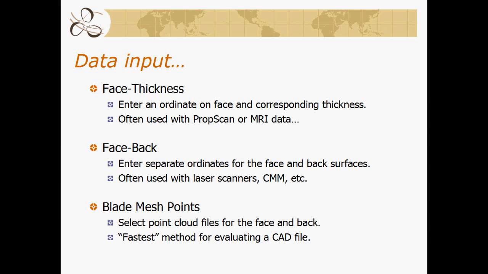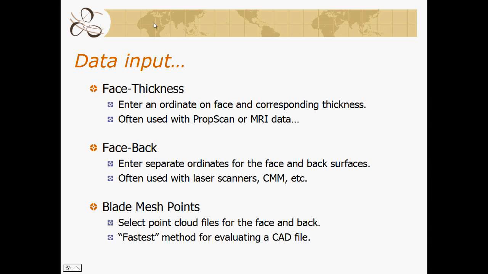If you are able to sample the back surface of the blade, we recommend using Scan Converter in face back mode. This allows you to enter separate ordinates for the face and the back. That way you don't have to measure thickness. You can do a scan of the face, flip the propeller over, do a scan of the back, and you can get all the data you need. This is often used with coordinate measuring machines, laser scans, etc. Faro arms and different things like that we've seen used very successfully with the face back mode.